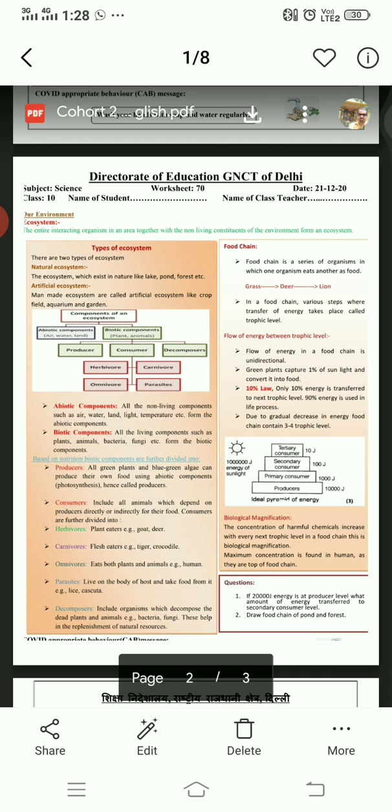So now comes biological magnification. Biological magnification is the concentration of harmful chemicals which gets increased at every next trophic level in a food chain.